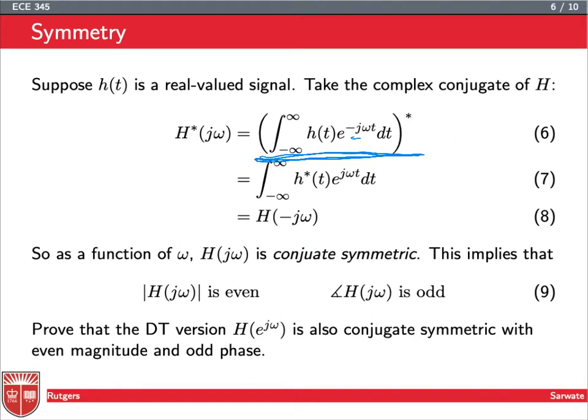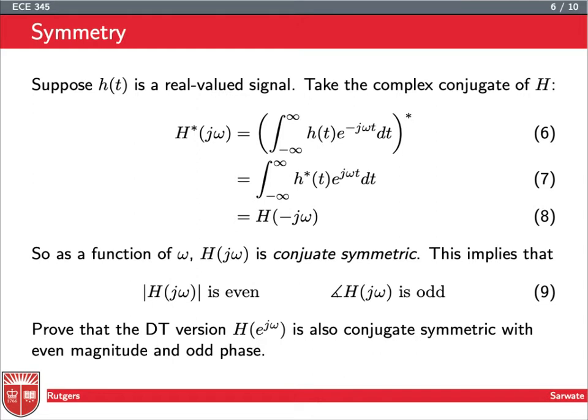And if you squint at this, since h is real, h star of t equals h of t. So you can see that this is actually just plugging in minus omega for omega, so we get h of minus j omega. So what this shows is that h of j omega is conjugate symmetric, if you remember conjugate symmetry from oh so many videos ago. And this implies that the magnitude of h of j omega is even and the phase of h of j omega is odd. So these are two facts which we can pull out of the conjugate symmetry.